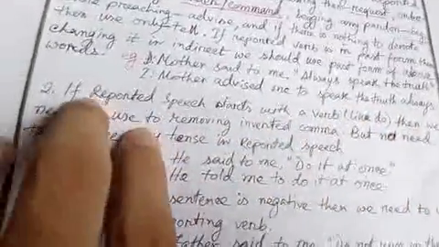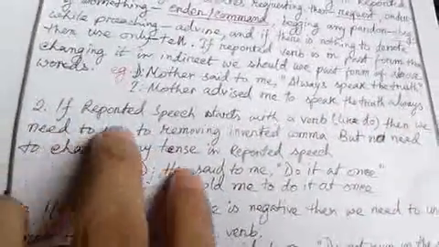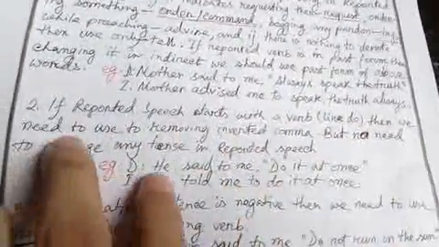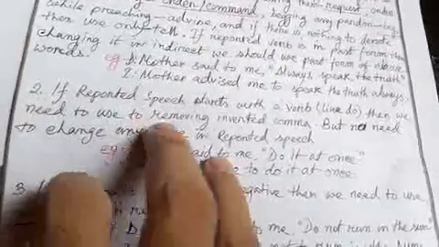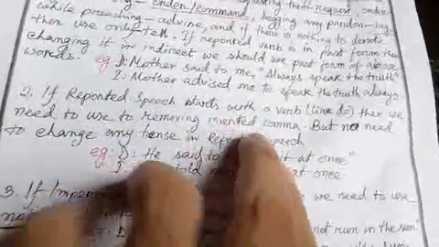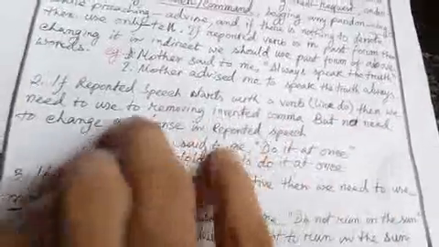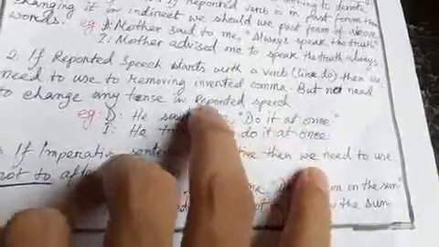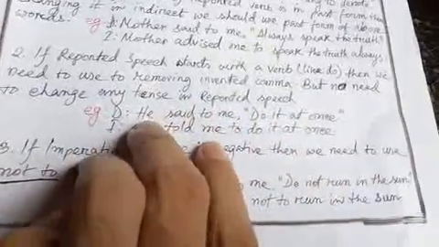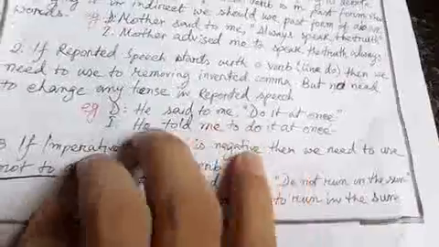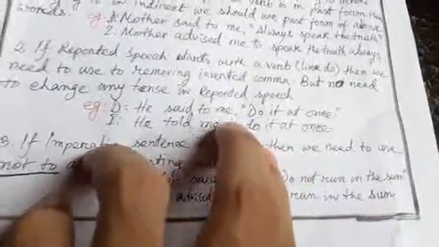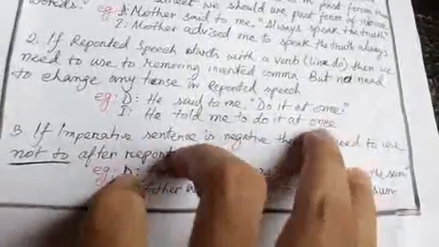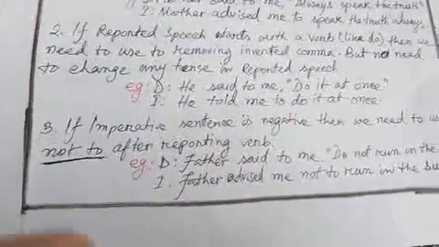Okay, so the next rule is, if the reported speech starts with a verb like do, then we need to use to, removing the inverted commas, but no need to change any tense in the reported speech. So use only to. Something like this: he said to me, do it at once. He told me to do it at once. You have to write down to. Do it at once will be the same. Okay, this is a very easy rule, I think.